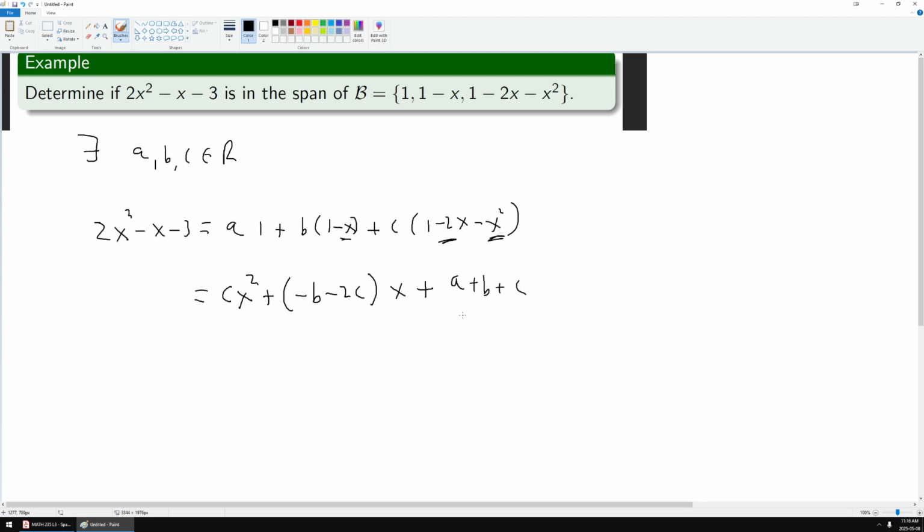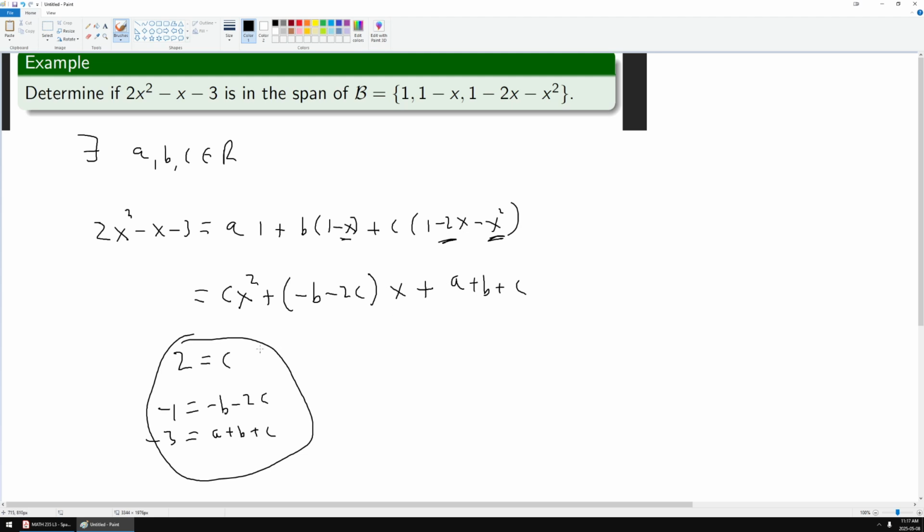Now, two polynomials are equal if and only if their coefficients are equal. So I can read this out as 2 has to be c, minus 1 has to be negative b minus 2c, and minus 3 has to be a plus b plus c. Now, this system is designed, well, I know it was designed this way, but this system is such that you can just use substitution, right?